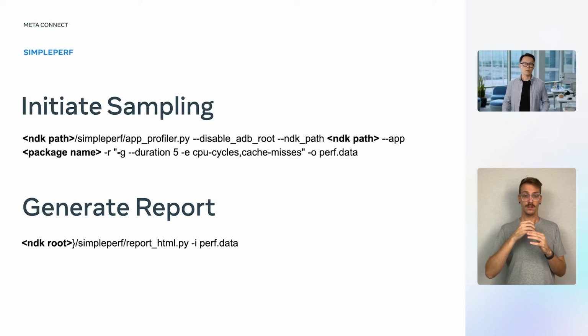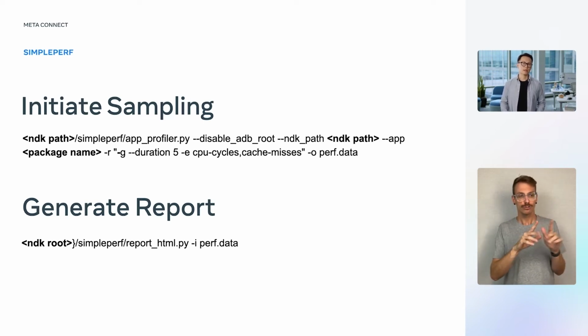While your app is running, use the app profiler command to initiate the sampling. You need to specify the package name of the APK you want to sample. Simpleperf will only sample the hardware event CPU cycles by default. If you want to sample different types of events, you can specify the sampling event types via -e. By sampling different types of hardware events, you might discover different inefficiencies in your app.